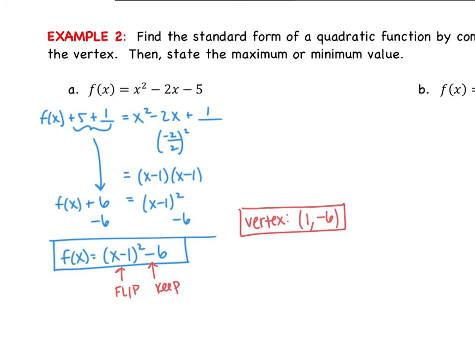Lastly, we have to state the maximum or minimum value. Here's how you do that. Whatever number is out in front of the parentheses, nothing's written there, so that's a 1, tells us how the parabola opens. So that 1, since it's positive, tells us that the parabola opens up. So we have something like this, a parabola opening up with this vertex being 1, negative 6. This parabola then has a minimum. It has a low point. So we would say it has a minimum.